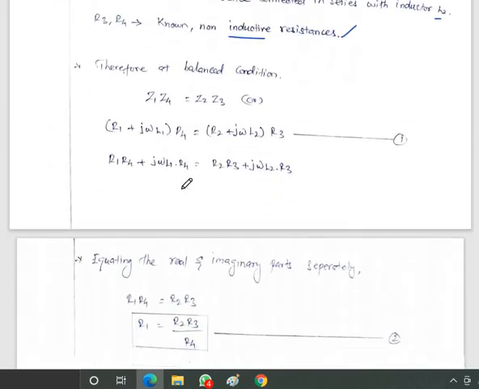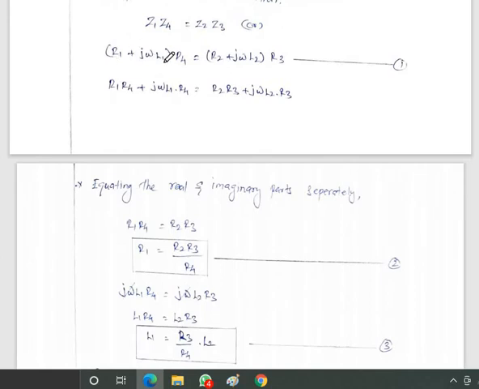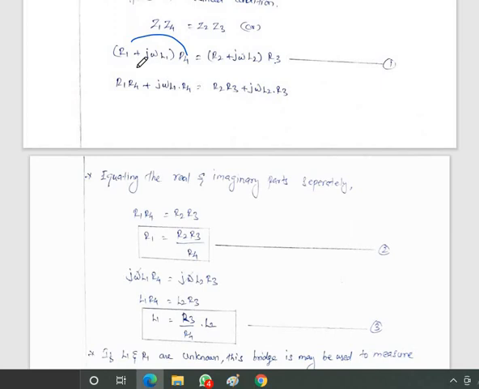So this is R1 plus j omega L1 into R4 equals R2 plus j omega L2 into R3, and you can multiply the values. R4 is multiplied with both terms, giving R1 R4 plus j omega L1 R4. R3 is multiplied with the two parameters, giving R2 R3 plus j omega L2 R3. So here we get two parameters. This is a real part, and where j omega is present, it is an imaginary part. So we equate the real part and imaginary part separately.